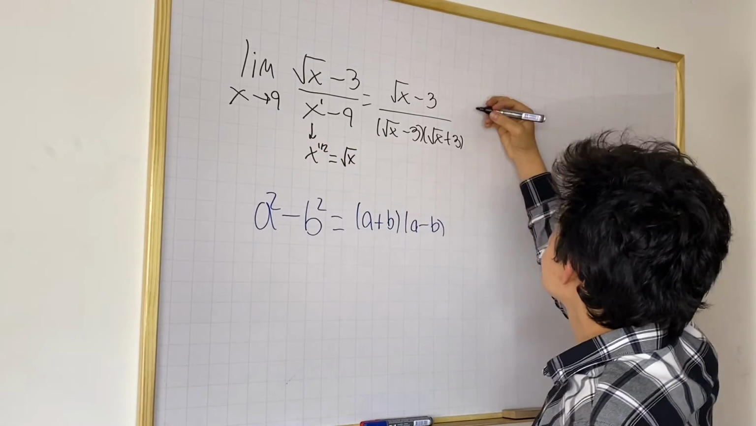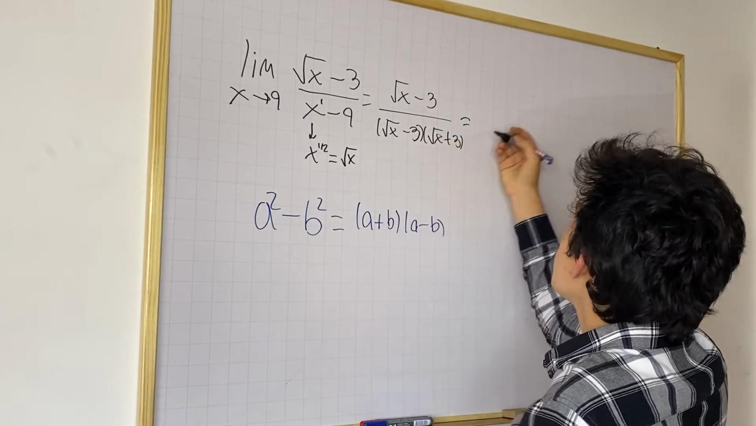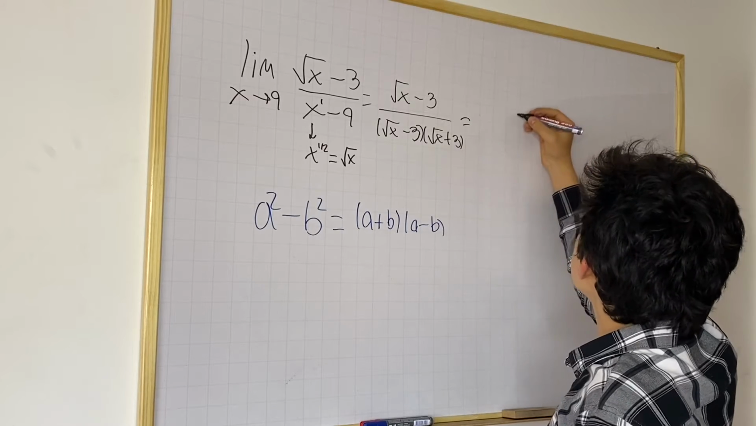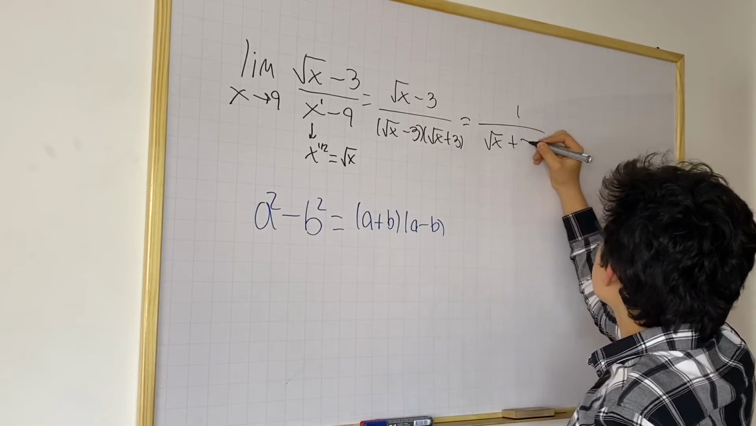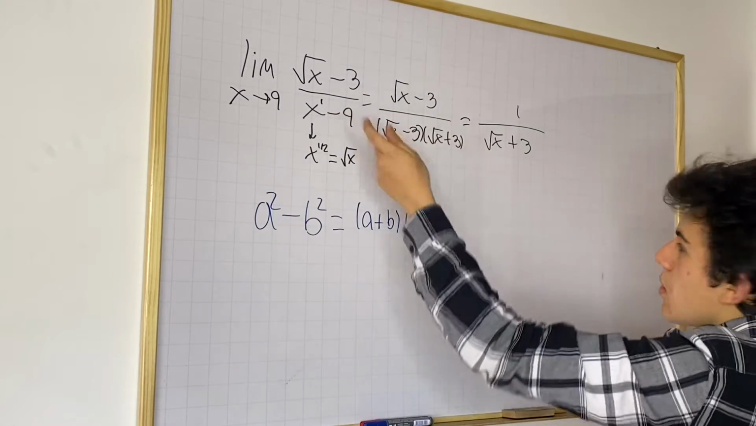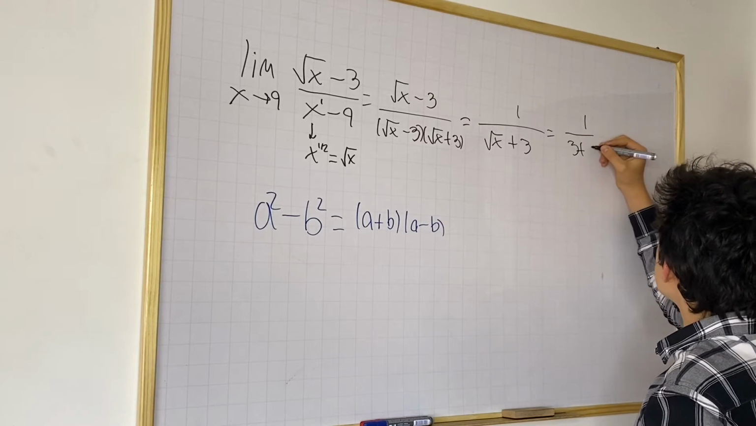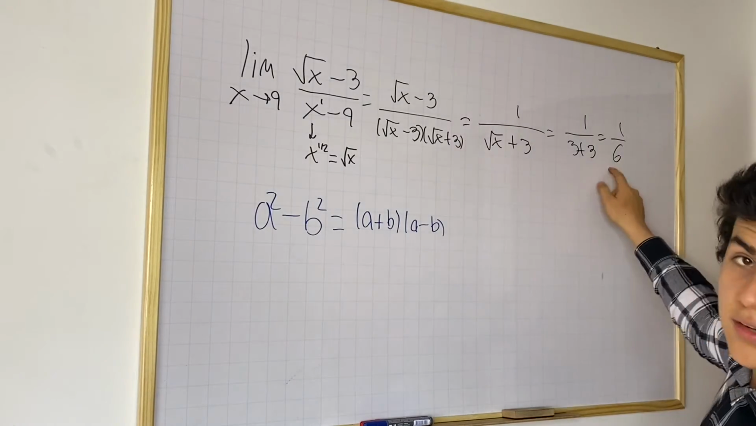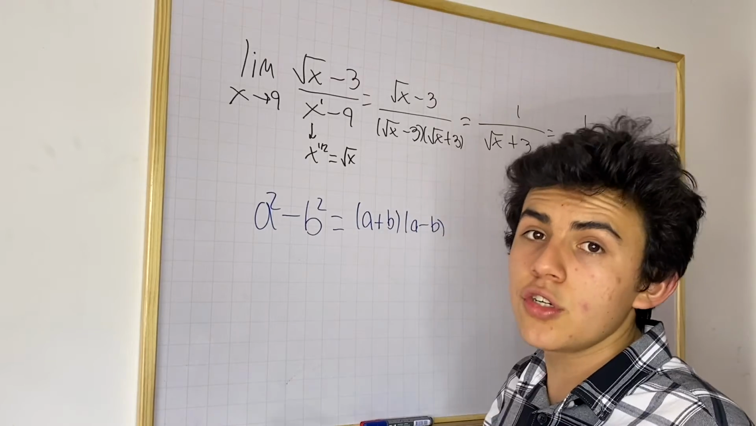So this works. So we know we can cancel out these two, and we're going to get the same as if we had 1 over square root of x plus 3. And now we can plug in 9 in there. We know square root of 9 gives us 3, so we get 1 over 3 plus 3, same as 1 over 6. And this is our answer without rationalizing. Of course, you can rationalize, and you should get the same thing.